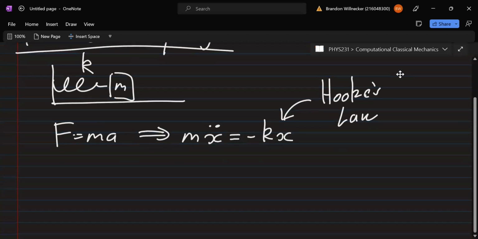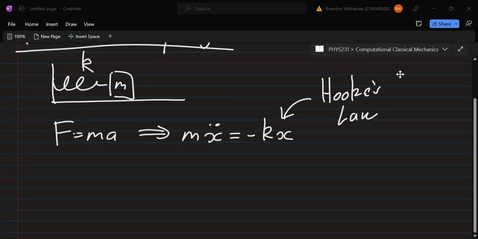Okay, so that was quite easy to do. So the problems that you're going to get in the test and exam will be fairly similar to this. So objects sliding down ramps, springs, pendulum, spring pendulum, right? Anything like that, but nothing too difficult.